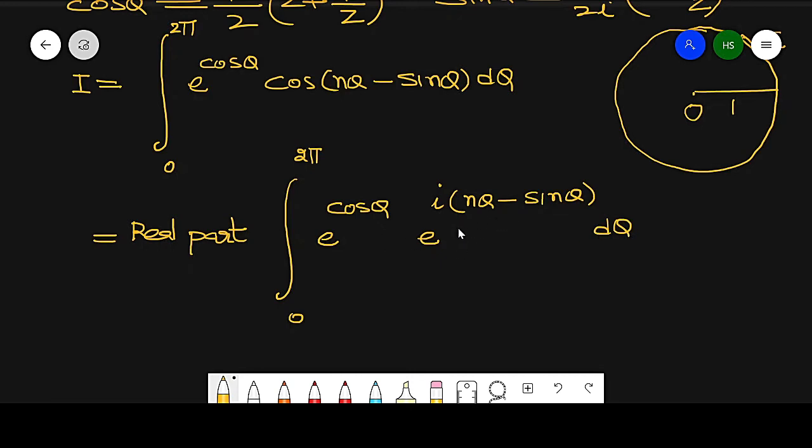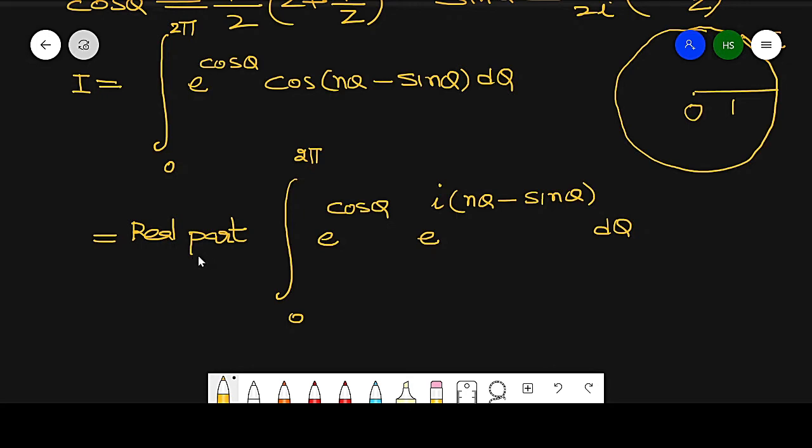So it's a real part because this can be written as cos of n theta minus sine theta plus iota times sine of n theta minus sine theta. If here the term was sine of this, then it will be the imaginary part. Now I am taking the real part of this function. If I find the value of this integration, then I will find the value of I by taking its only real part.